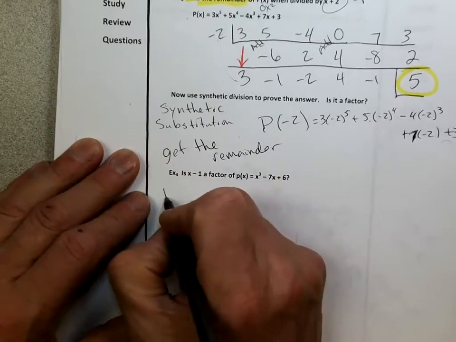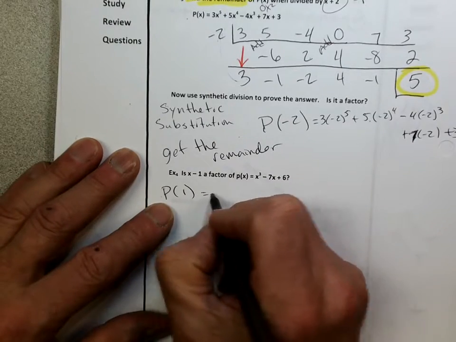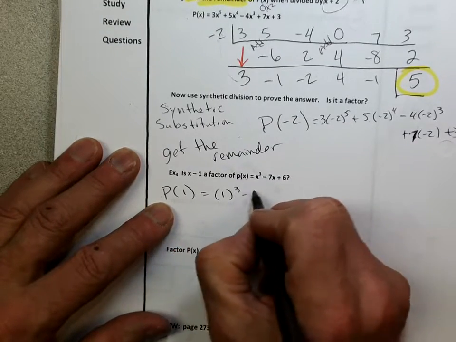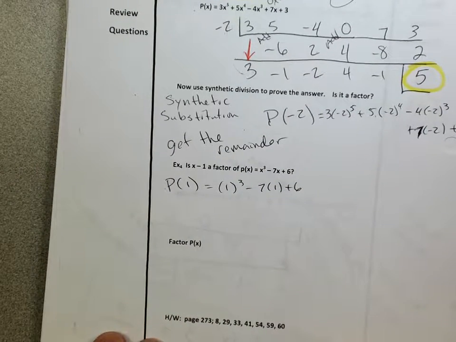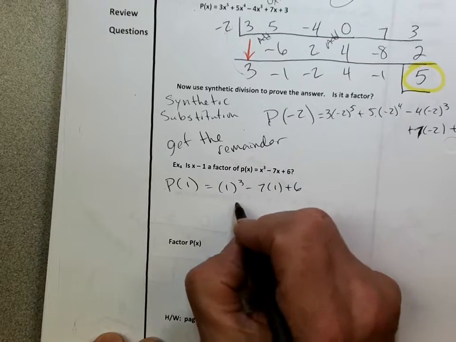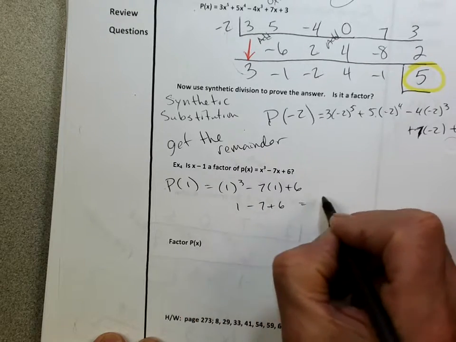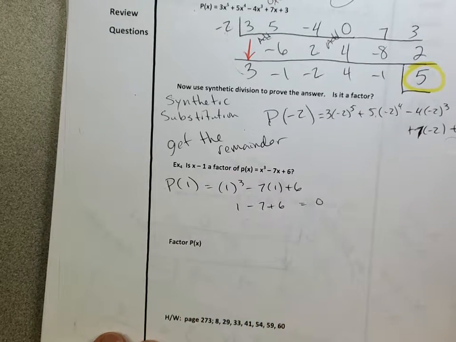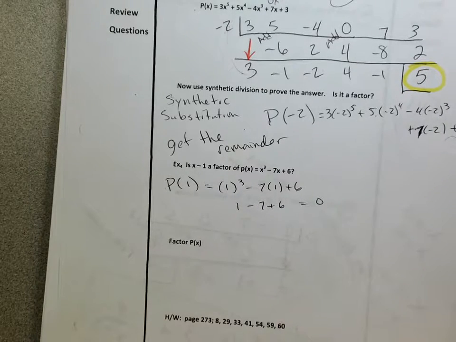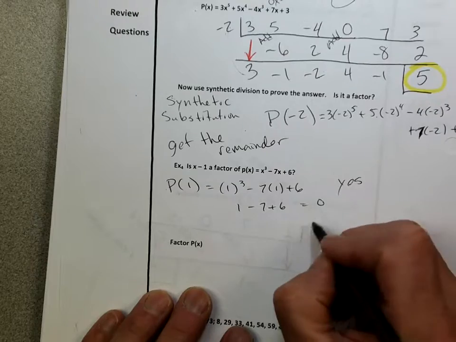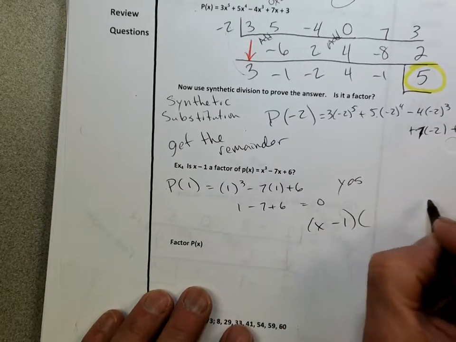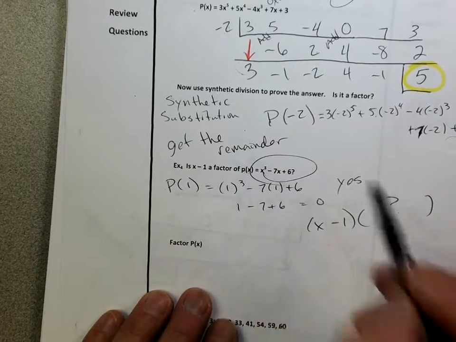So let's take p of 1, which would be a 1 cubed minus 7 times a 1 plus a 6, right? Which is 1 minus 7 plus 6, which is 0. So x minus 1 is a factor. So if the remainder is 0, it goes in evenly, which means it's got to be a factor, right? So yes, that means that x minus 1 times something should equal that, right?